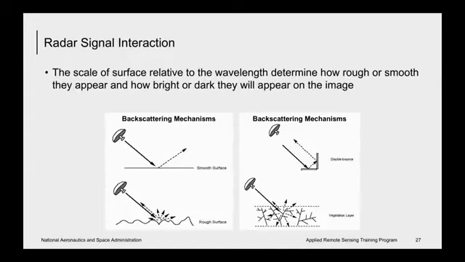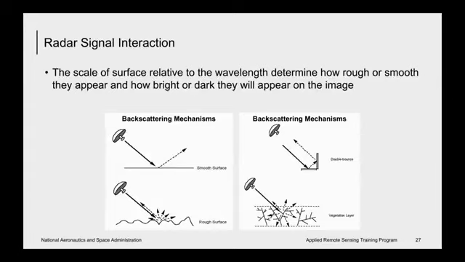When the surface height variations begin to approach the size of the wavelength, then the surface will appear rough. And rough surface scattering is illustrated in the bottom left image. A rough surface will scatter the energy approximately equally in all directions, or diffusely, and a portion of the energy will be backscattered to the radar.